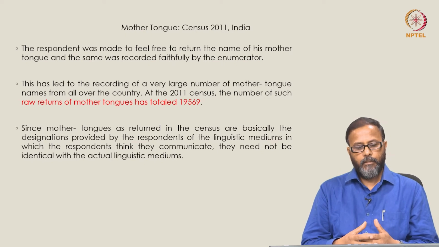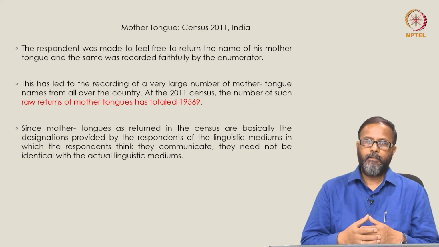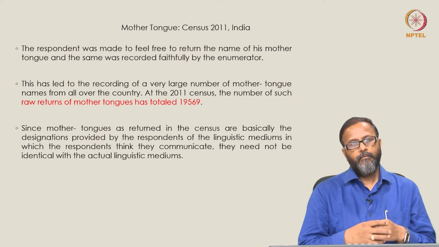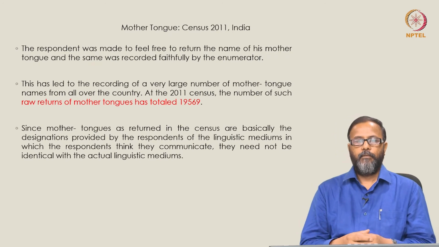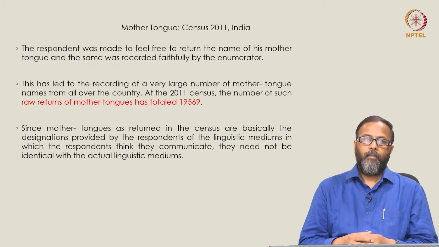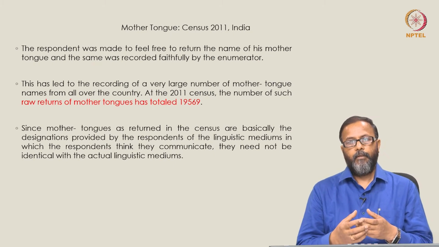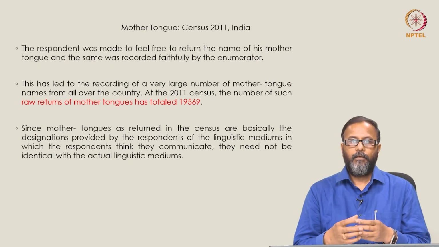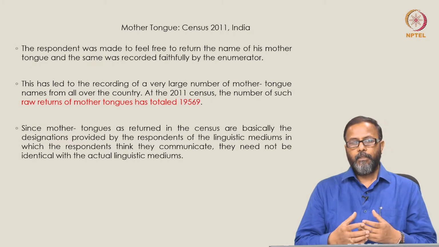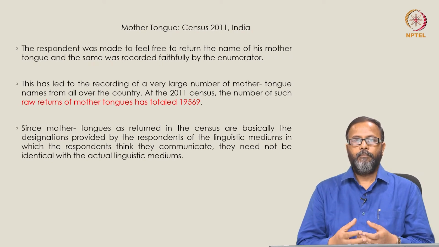And this raw return or recording of these designations and names by the enumerators led up to the mark of 19,569 languages or 19,569 varieties, 19,569 unique designations, labels are associated with the term called mother tongue in the 2011 census of India. These numbers are mind boggling. We cannot imagine such a huge number.